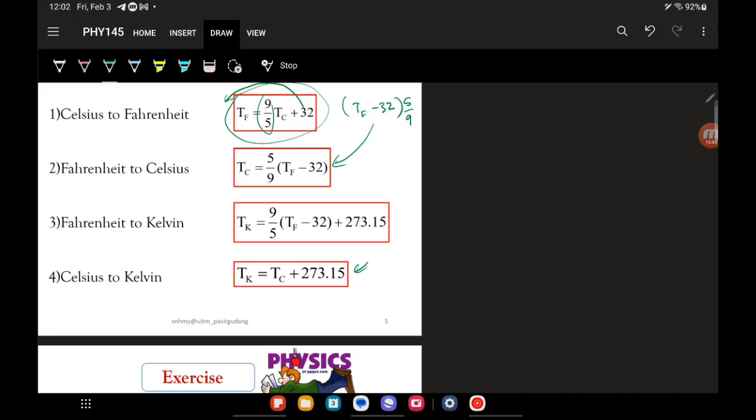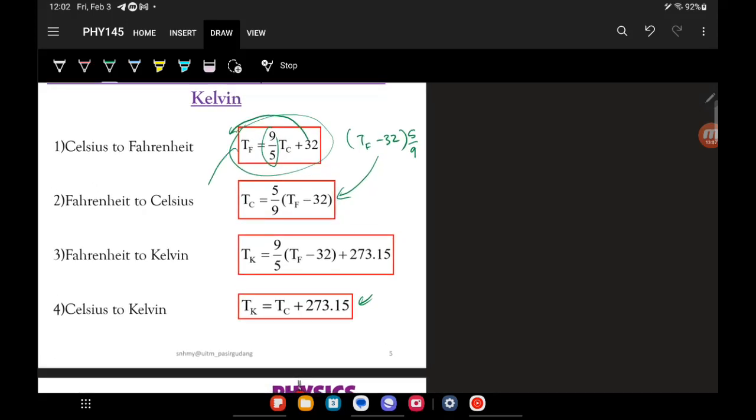In general, you just need to remember these two equations, or just one of them will be enough. One is between Celsius and Fahrenheit, another one is between Kelvin and Celsius. I think this one is much easier to remember. For Fahrenheit and Kelvin, you just need to replace.